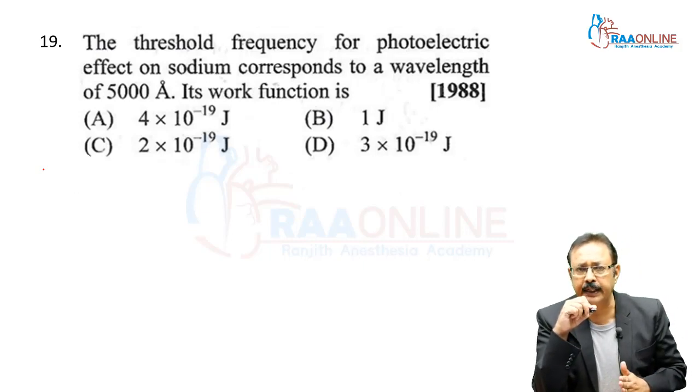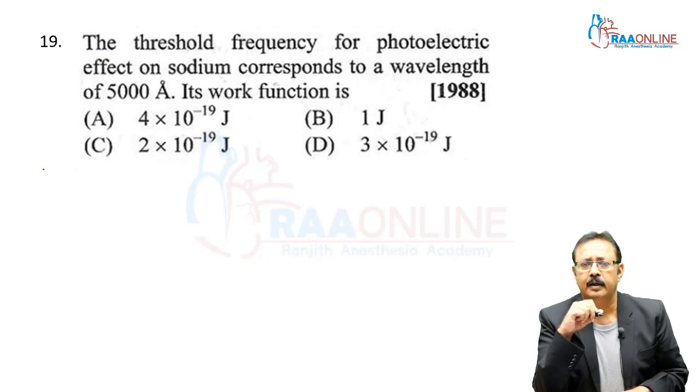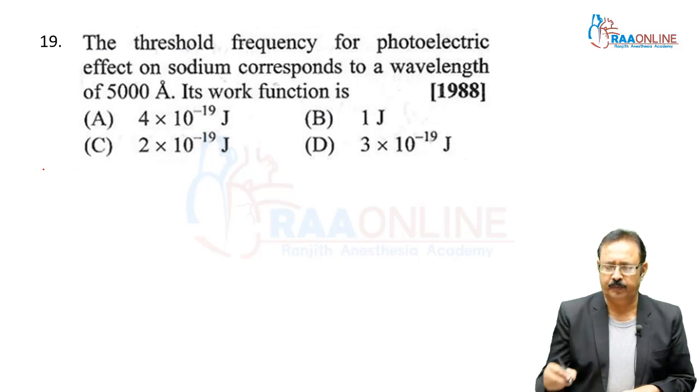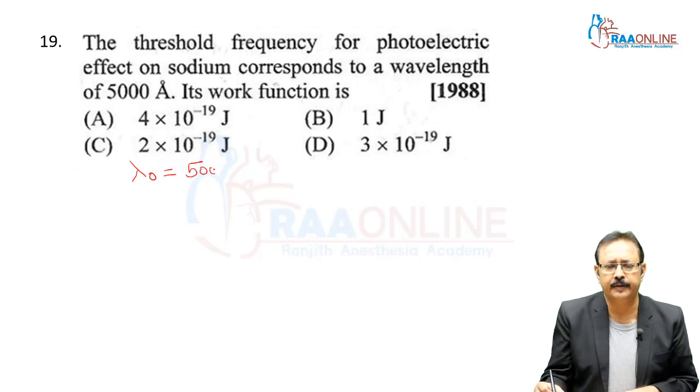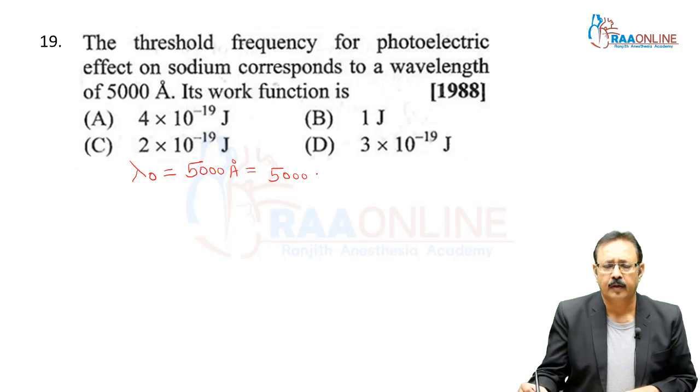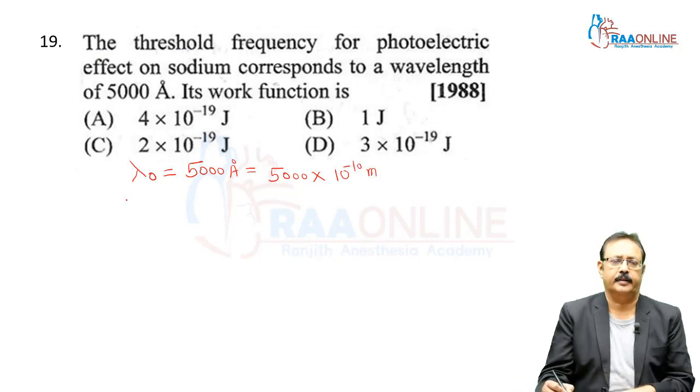Next, it is from 1988 AIPMT. The threshold frequency for photoelectric effect on sodium corresponds to a wavelength of 5000 angstrom. Means they are giving you threshold wavelength, 5000 angstrom, not SI unit. So we have to multiply with 10 to the power minus 10. Now it is in meter.